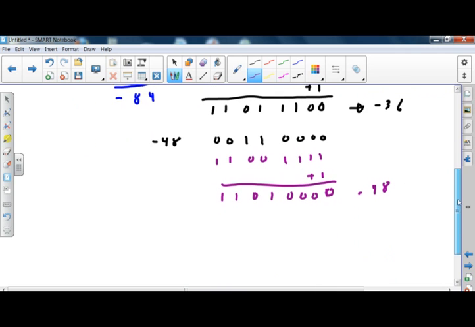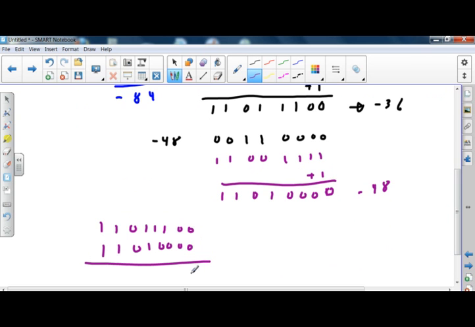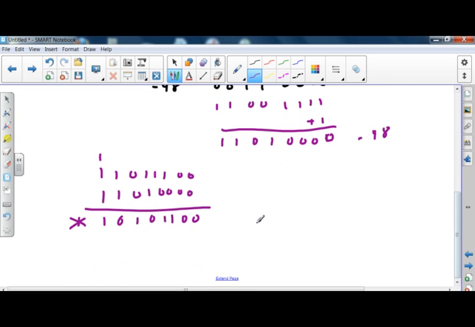So now we're going to take the minus 36, 1, 1, 0, 1, 1, 1, 0, 0, and the minus 48, 1, 1, 0, 1, 0, 0, 0, 0, and we're going to add them together, with carries, and a 1 left over that we throw away. And we're claiming that this number represents minus 84.